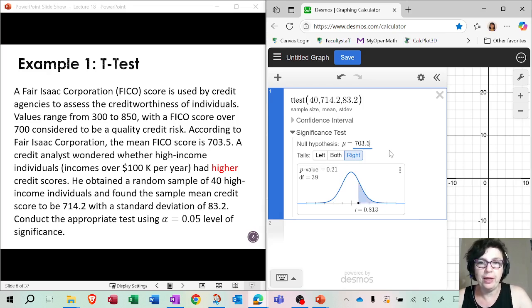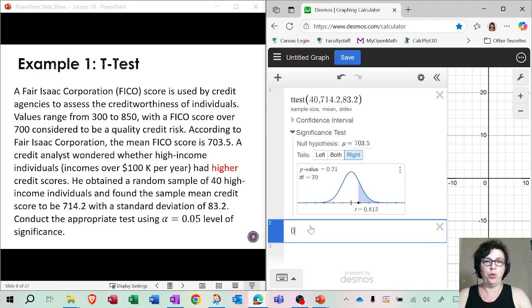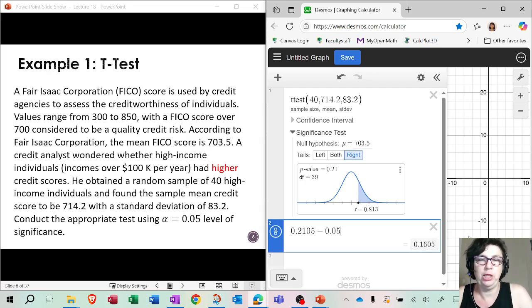And once you fill that out, all of that comes from the sample, and this is your mu0. Now if you click on the three dots, you can see the t-score or the test statistic. And if you need to, you can export it, and then the p-value is right here. So 0.2105 approximately. So what are we going to do with our alpha? We're just going to compare and say, okay, is the p-value less than alpha? Then we reject the null hypothesis. No, that didn't happen here. So we are not going to reject.